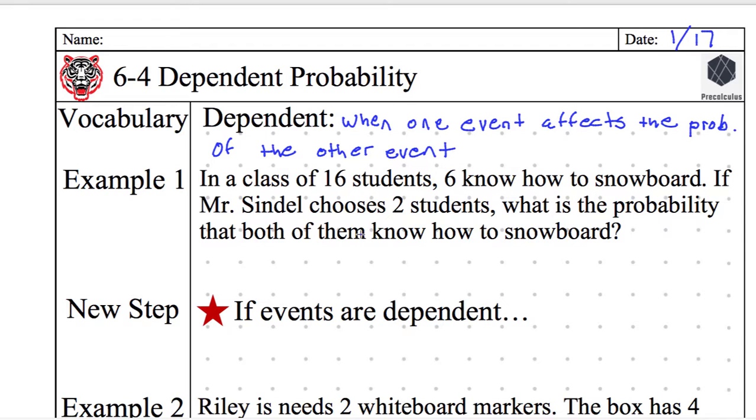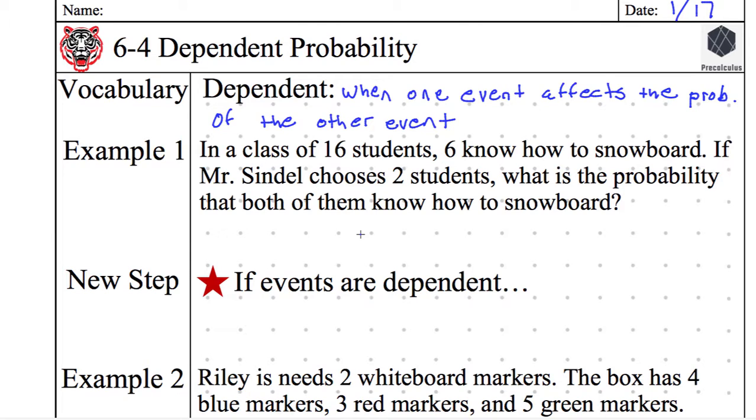So let's look at an example. Example 1. In a class of 16 students, 6 know how to snowboard. If Mr. Sindel chooses 2 students, what is the probability that both of them know how to snowboard? Well, when I choose the first student, it's a pretty straightforward probability. 6 out of 16 knowing how to snowboard. So it's going to be 6 out of 16.